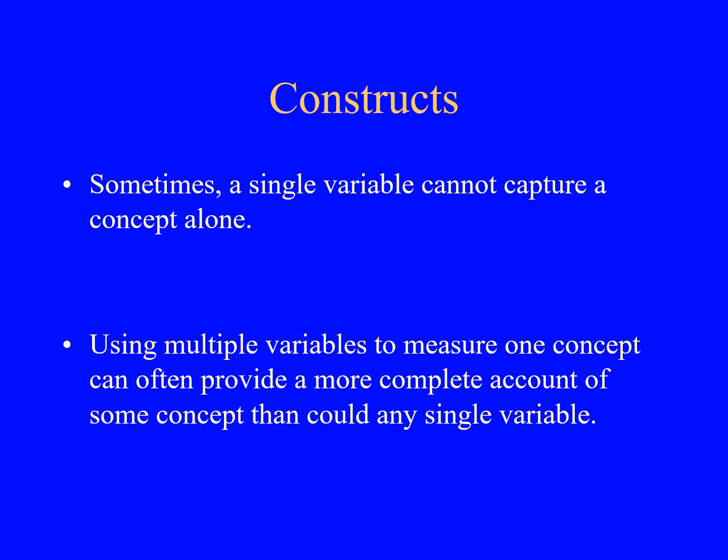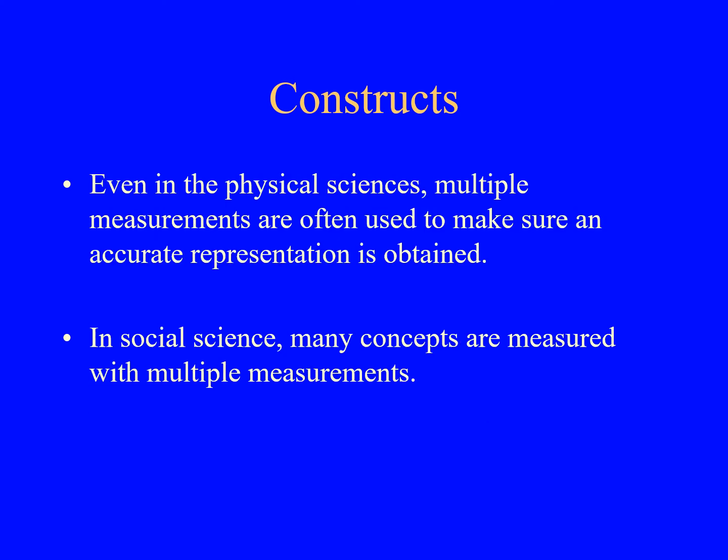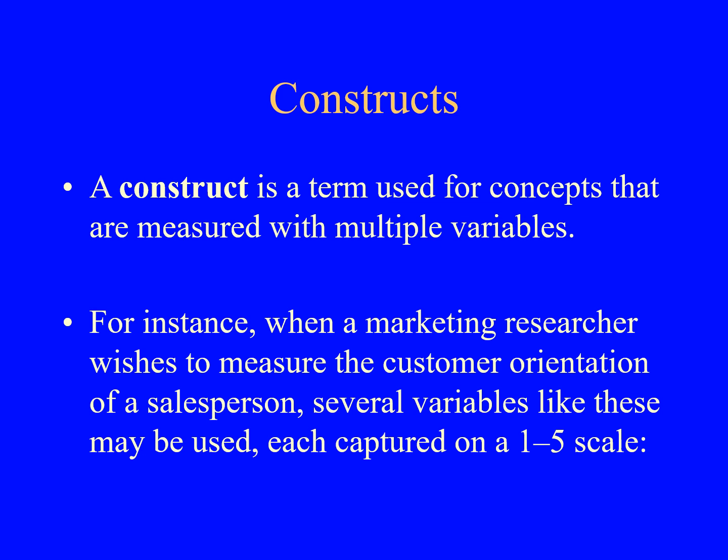Sometimes a single variable cannot capture a concept alone. Using multiple variables to measure one concept can often provide a more complete account of some concept than could any single variable. So, constructs: even in the physical sciences, multiple measures are often used to make sure an accurate representation is obtained. In social science, many concepts are measured with multiple measurements. A construct is a term used for concepts that are measured with multiple variables.